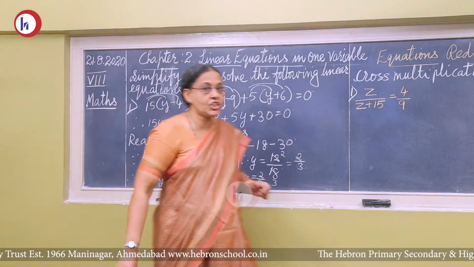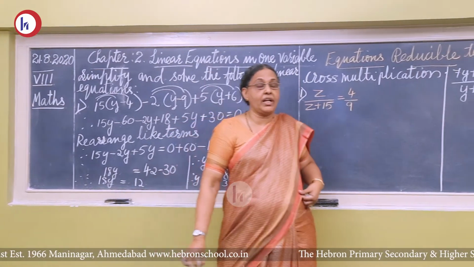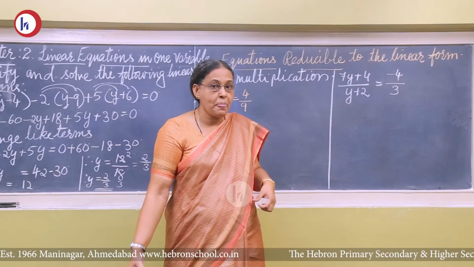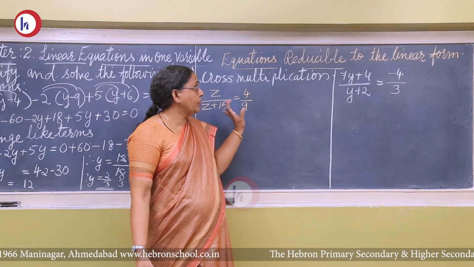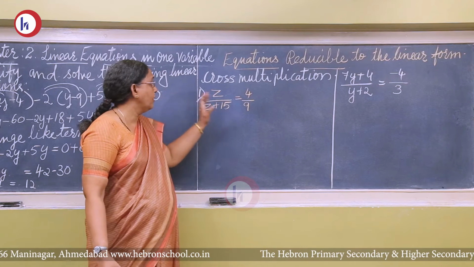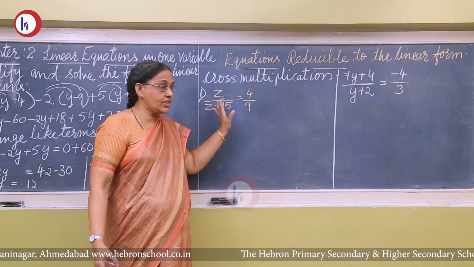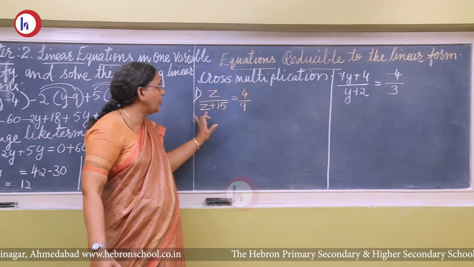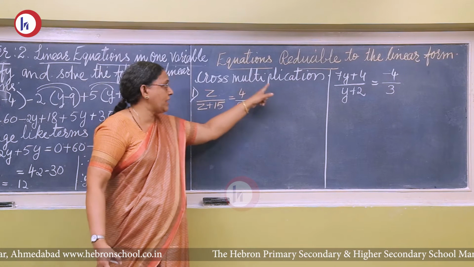Now in the next step we see that the last exercise is telling about, again we have to solve the equation, but it is not in the linear form. And again you can see that the variables are up and down. That much complicated we have not studied. We have to make it into linear form. That can be done with cross multiplication.